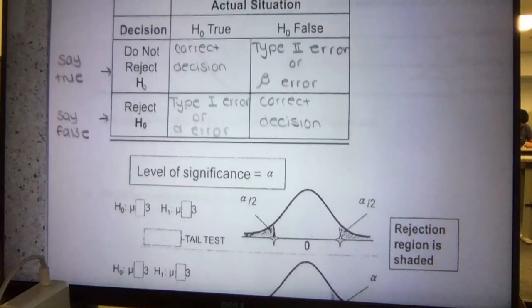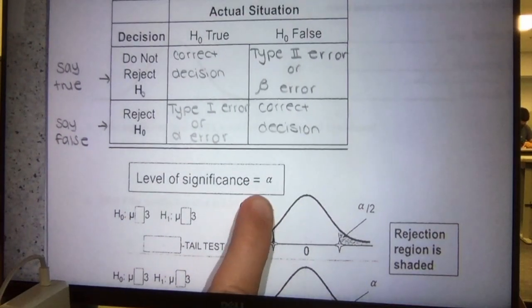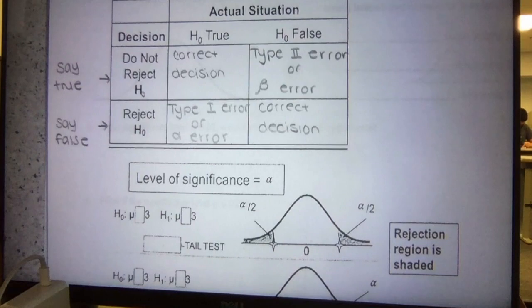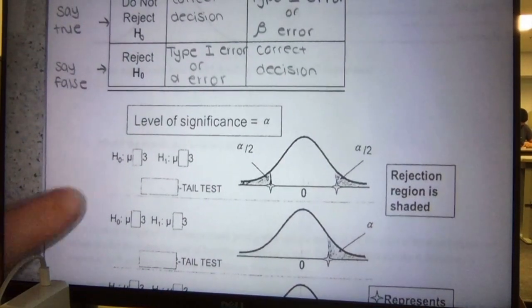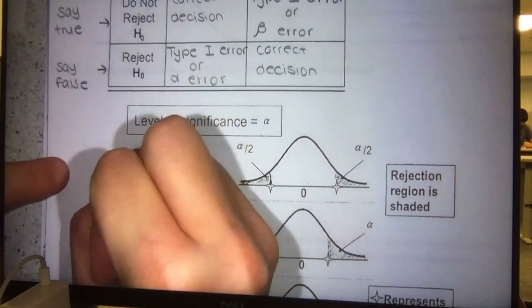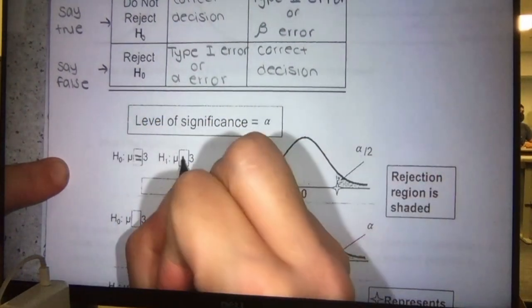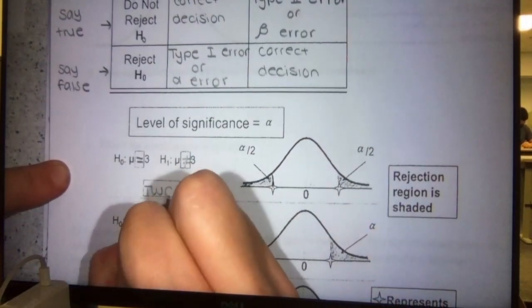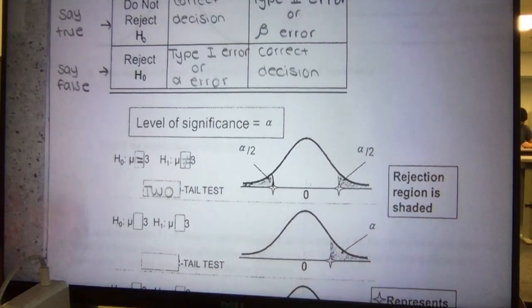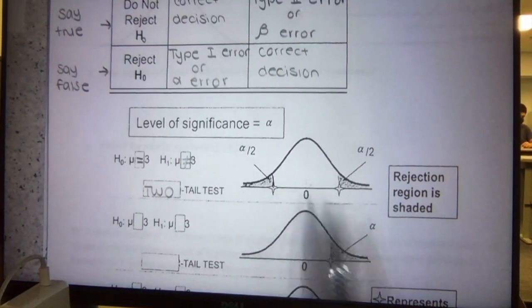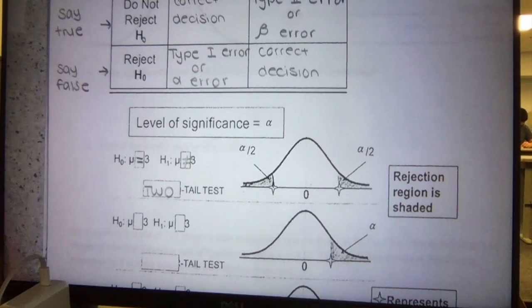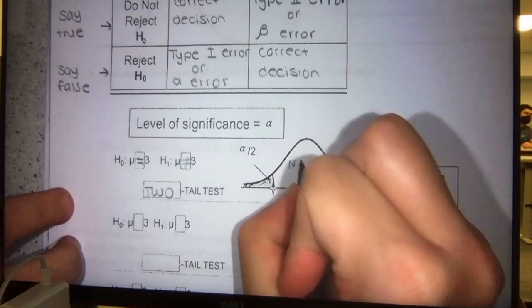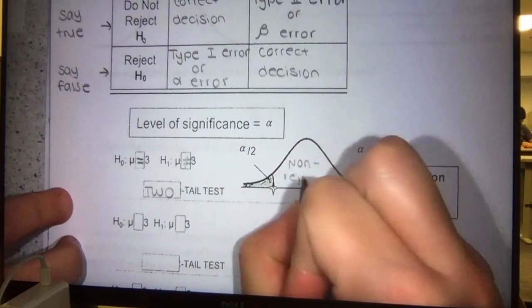So let's keep going for time's sake. Our level of significance is our alpha, which we talked about before. So let's still take what we talked about on the previous page and add to it. If the null hypothesis is equal and the alternative hypothesis is not equal, that's going to be a two-tail test, where we're going to have two tails. And because we have two tails, the whole thing is alpha. The shaded region is alpha. So we have to break it up into alpha over 2. And in the middle is our non-rejection region.